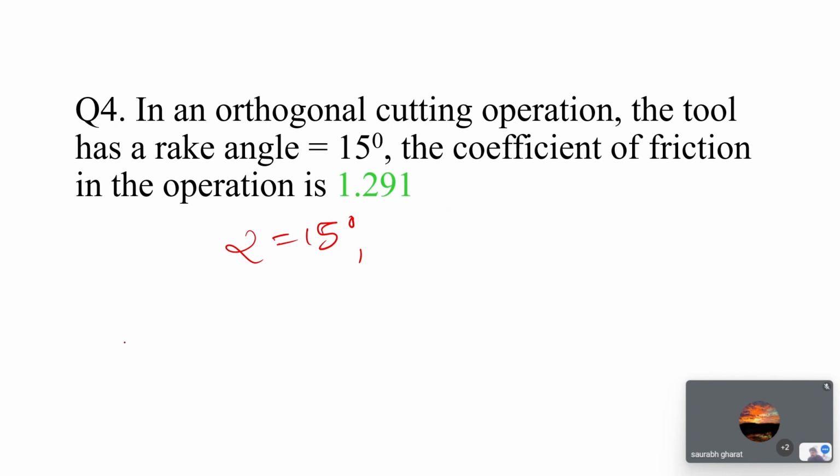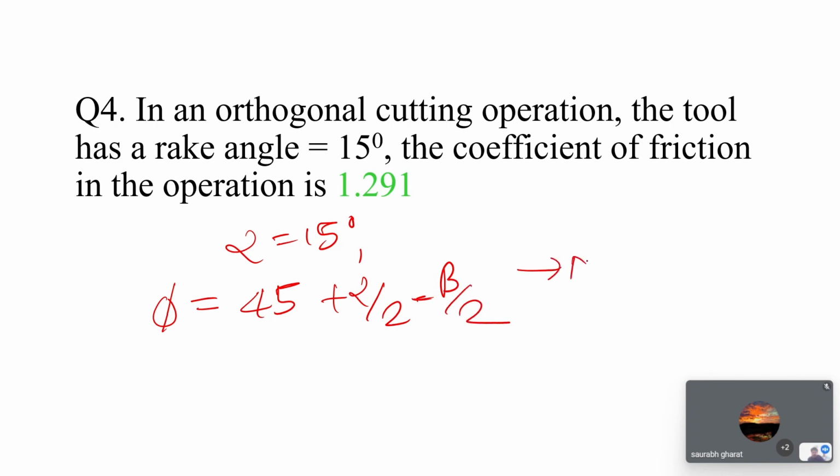So you know the Merchant circle, the Merchant equation. Basically, it is just to divide it, nothing else. It will be beta by 2. This is the Merchant circle, the Merchant equation actually. You know the rake angle and you need to find this friction angle. That's it, it's simple.